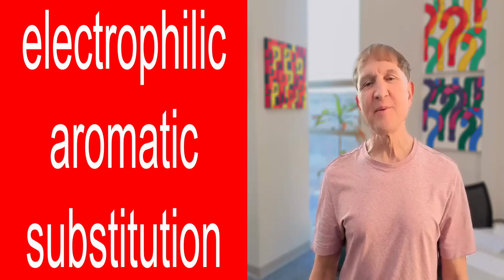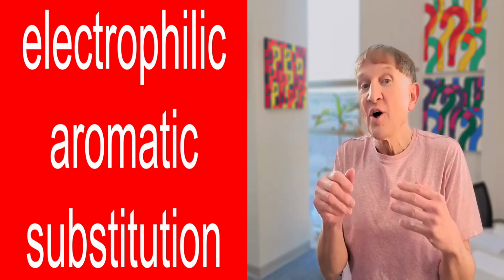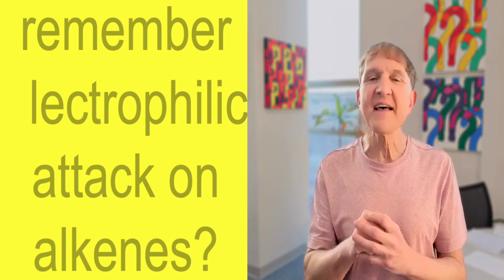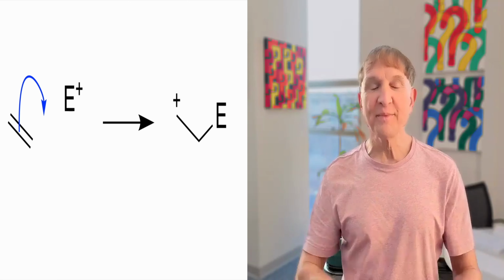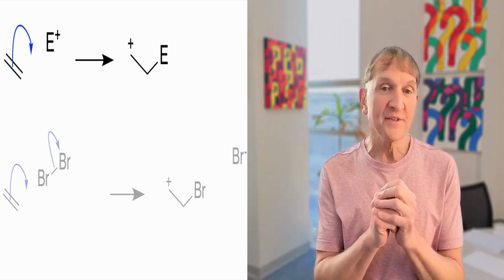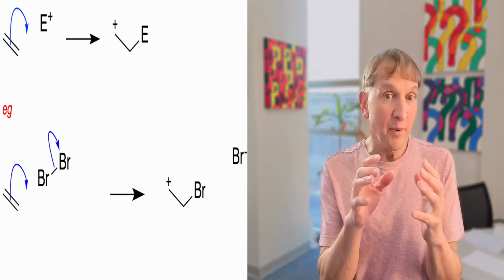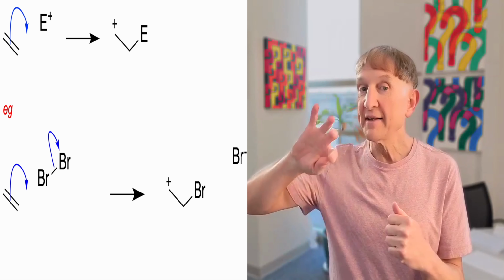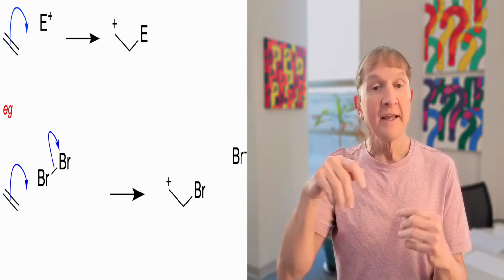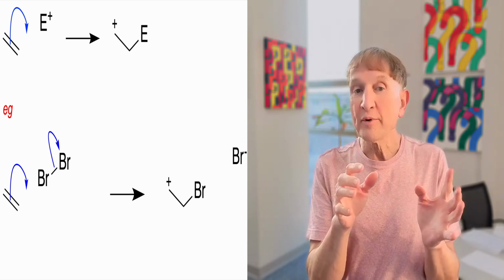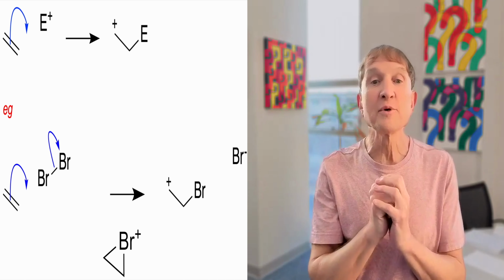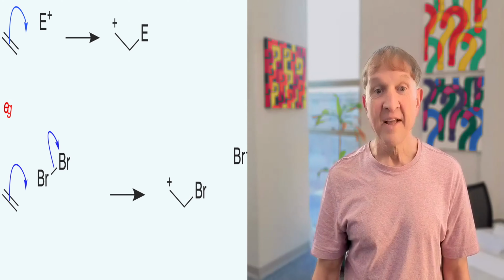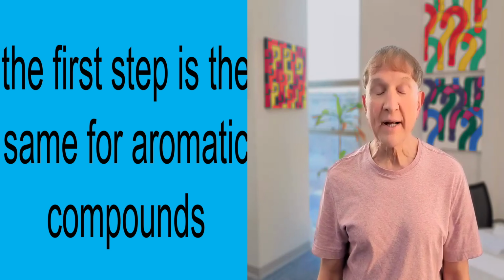What's the best way to remember electrophilic attack on aromatic compounds? Easy. Just think of electrophilic attack on alkenes. In bromination, bromine approaches the pi cloud and becomes polarized. The electrons feed from the pi cloud to the first bromine, and the second one leaves as bromide, giving a carbocation. You were probably taught that the bromine leans over and forms a bromonium ion, but let's stop right there at that carbocation stage. So the first step is the same for aromatic compounds.